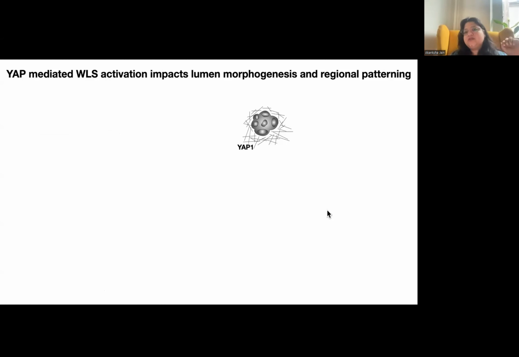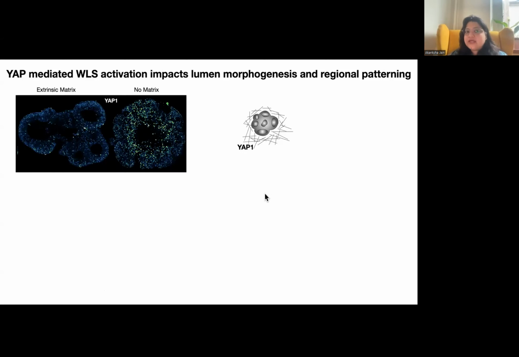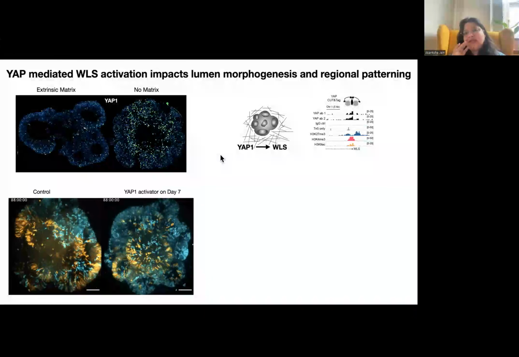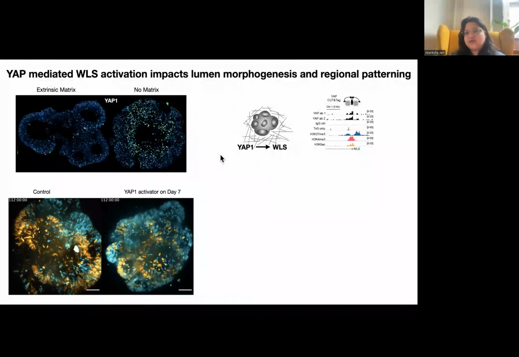So one of the genes which is very well studied as a mechanical transducer, but also an ECM sensor, is YAP1. We stained for YAP1 and we found that YAP1 is very high in the no matrix organoids. And it is known from mouse cardiac progenitors that YAP1 upregulates Wntless expression. So we also did a CUT&Tag experiment to find in our neural system that YAP1 indeed binds to the Wntless promoter. And then we provided a YAP1 activator to see what happens to the organoid.